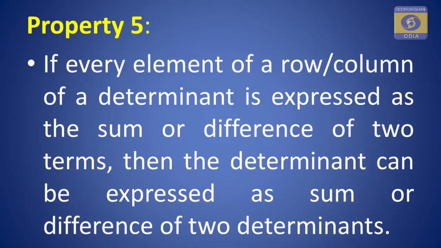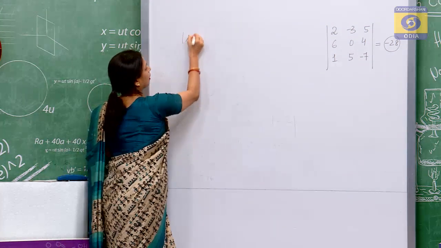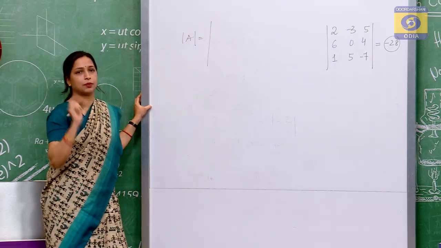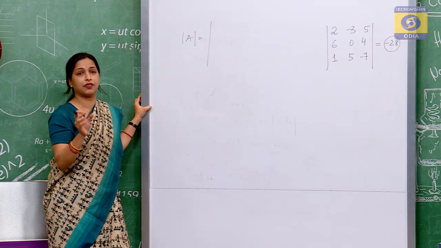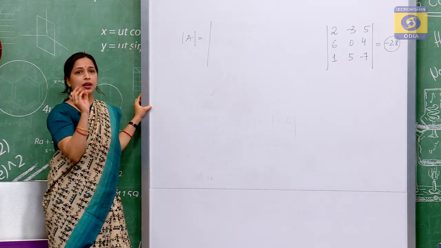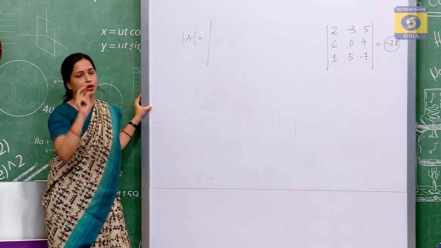Property 5 says that if every element of a row or column of a determinant is expressed as the sum or difference of two terms, then the determinant can be expressed as the sum or difference of two determinants. Now, what does it mean? Let us see with the help of an example. Here we are going to take an order 3 determinant. It is told in the property that if every element of a row or a column is shown as a sum or difference of two terms, that means there are two terms in a particular row or in a particular column.